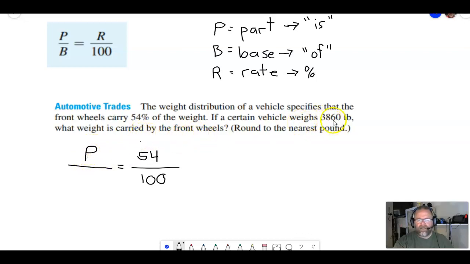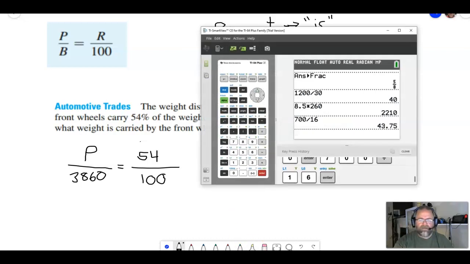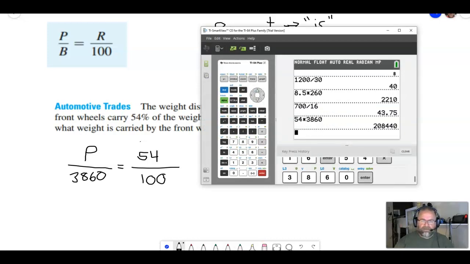And this 3,860 corresponds to the weight of the whole vehicle, so that's going to go down here under base. 3,860. And then once I have it set up, all it is is cross multiplying and dividing. So this is going to be 100 times P is equal to 54 times 3860. Ooh, that's a lot. 208,440.